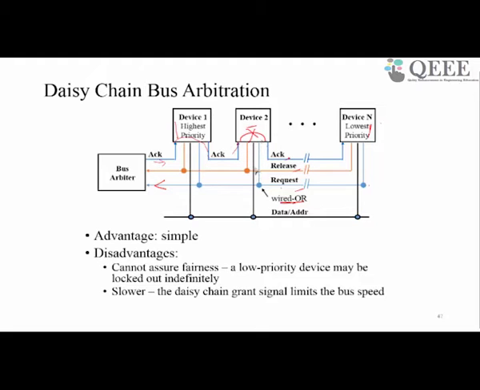When the device has finished with the bus, it releases the bus using this line, which is again a wired OR signal. Then the bus arbiter is ready for another arbitration cycle. There is a common data address bus shared by all these devices, but at any given time only one will take control of the bus. The advantage is that it is very simple, but the disadvantage is that, although priority is respected, the lowest priority device may be totally deprived. That is, it is not fair.